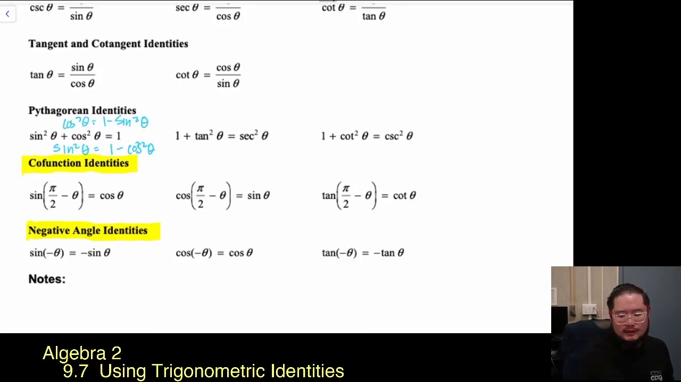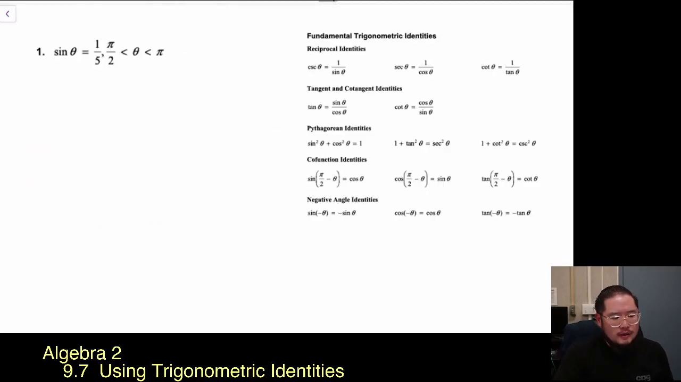Like I said, have all of these on hand when you're doing your homework. I want to have them next to me as we go through these problems to help you guys out and see where I'm getting some of these substitutions from.